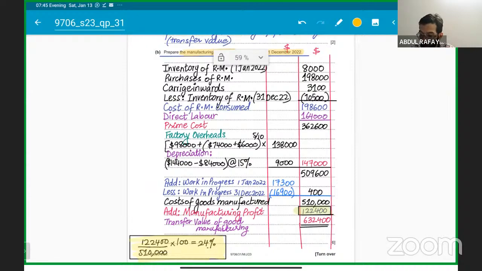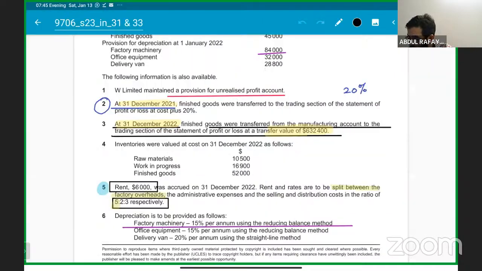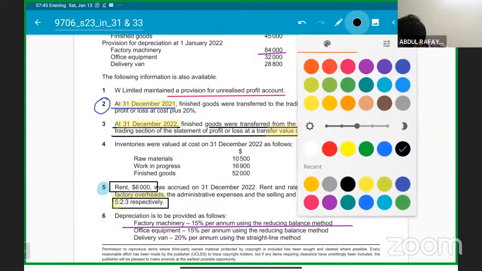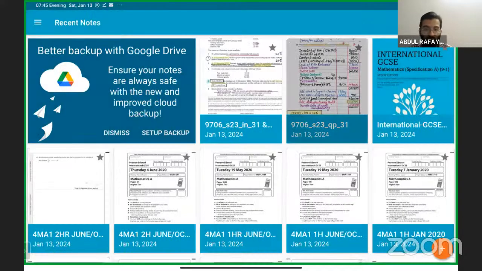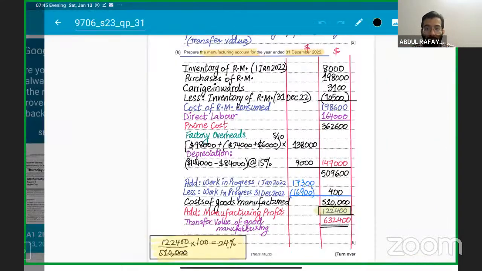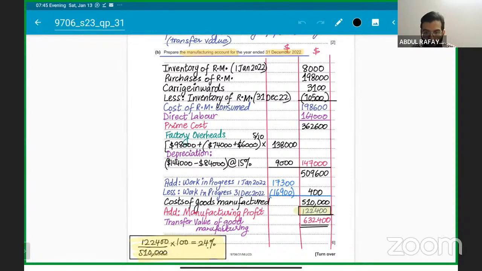I'll repeat myself again. Previously, it was 20% for the last year, 2021. The finished goods were transferred at 20%. Now, in the year 2022, finished goods are transferring at the rate of 24%. Okay, students. But you could not directly judge this in this question, because they had not mentioned it. Can you guys see, in this question they had not mentioned it. So that was the tricky part here.